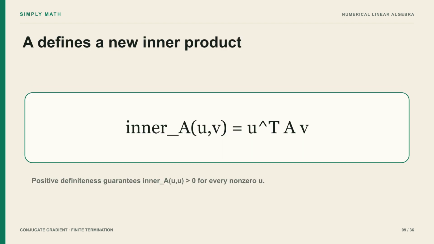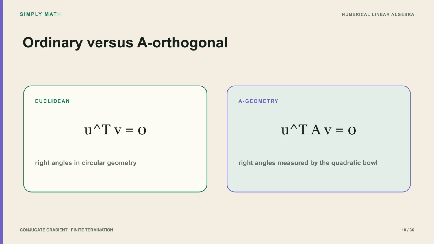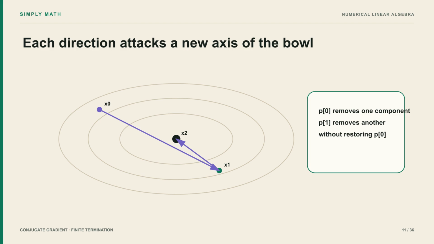Because A is positive definite, u transpose A v works as an inner product. Ordinary orthogonality fits circular geometry. A-conjugacy fits the stretched geometry of this quadratic. Each conjugate direction removes an error component without restoring components already removed.